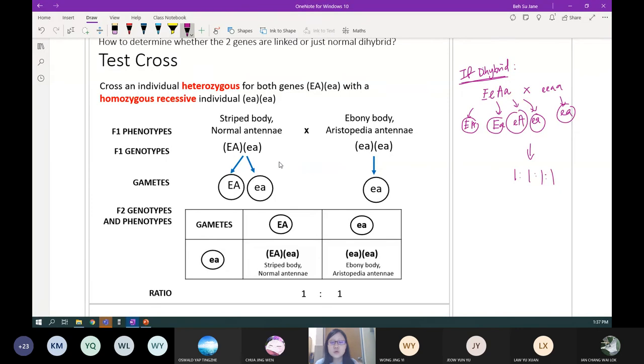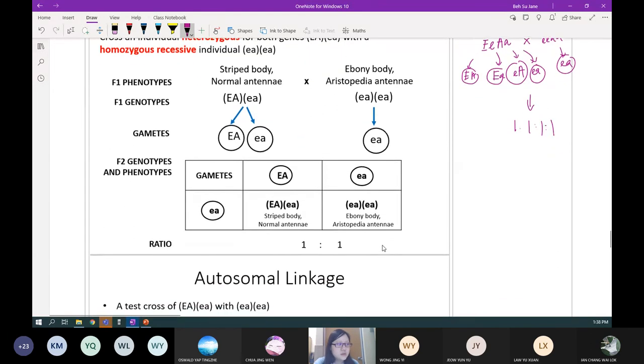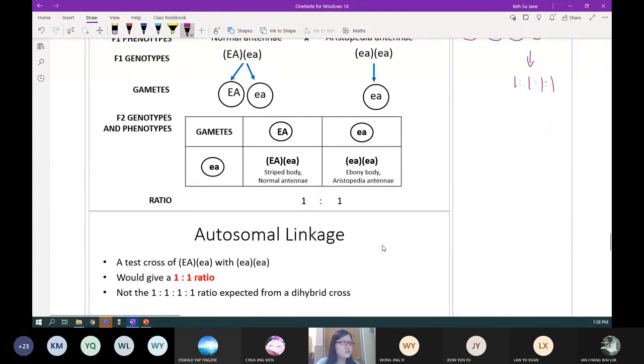But you can see here in the autosomal linkage, it's not so, right? The bracketed ones will stay together because they're on the same chromosome. So the ratio you will find is only 1-to-1. They don't have these other two phenotypes. They only have two phenotypes, and the two phenotypes, interestingly, are the same as the original. This one had four different ones. Very interesting. So again, test cross would give a 1-to-1 ratio, not the 1-to-1-to-1-to-1 ratio expected from the dihybrid cross.